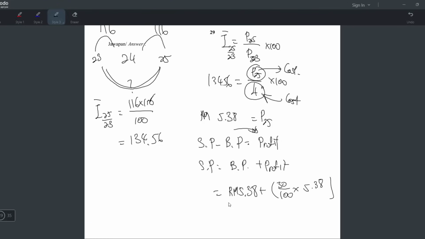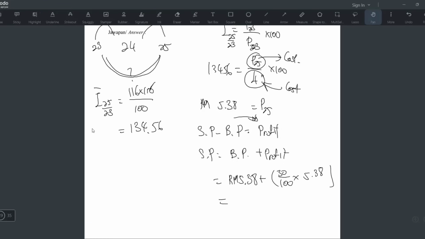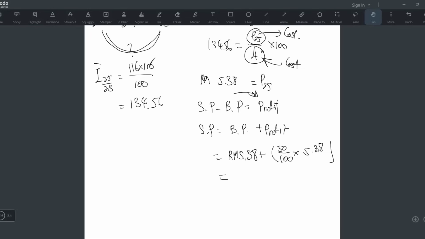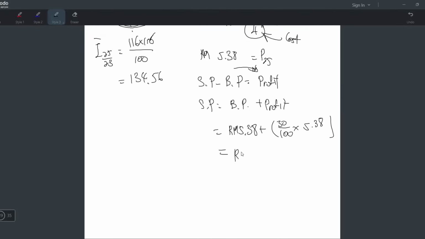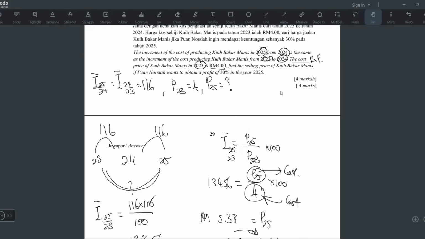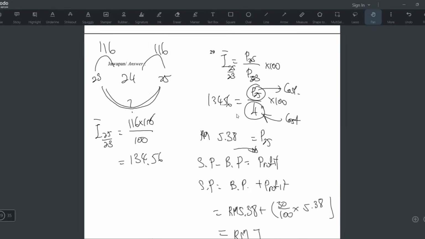Or maybe some smart students, they want to straight away multiply by 130% can also. Because it's like you take the original price and then plus the original value. So you just straight away multiply by 130% can also. Alright, so I will get RM. You press all this, you'll get 7. That means the selling price is 7 ringgit. If you want to earn 30% profit, she has to sell it at 7 ringgit. Alright, that's it.